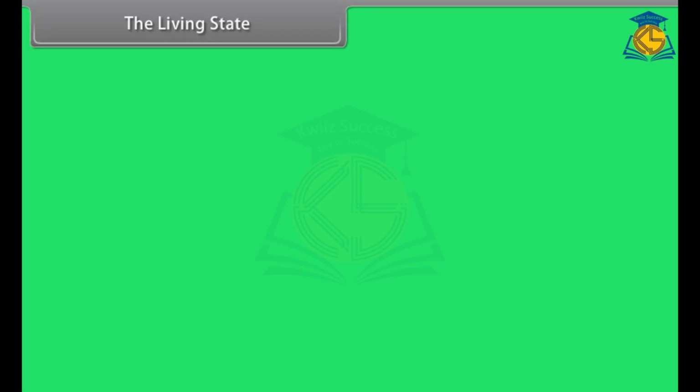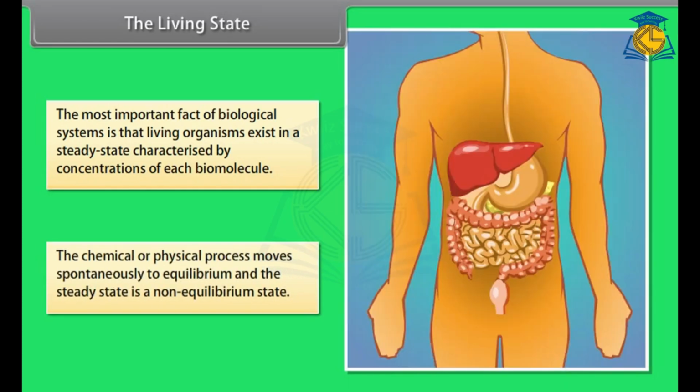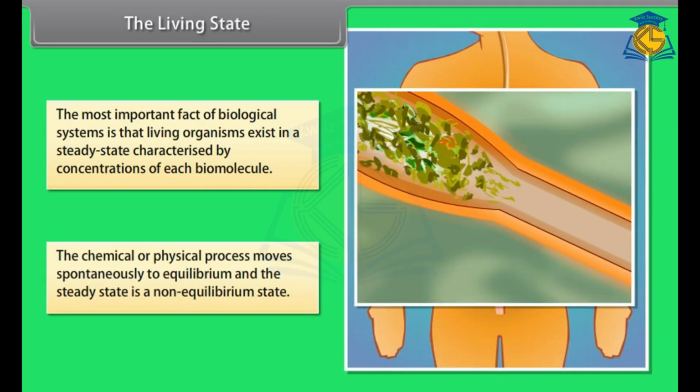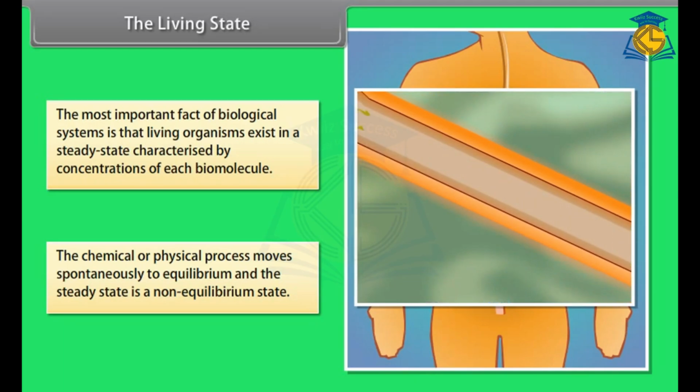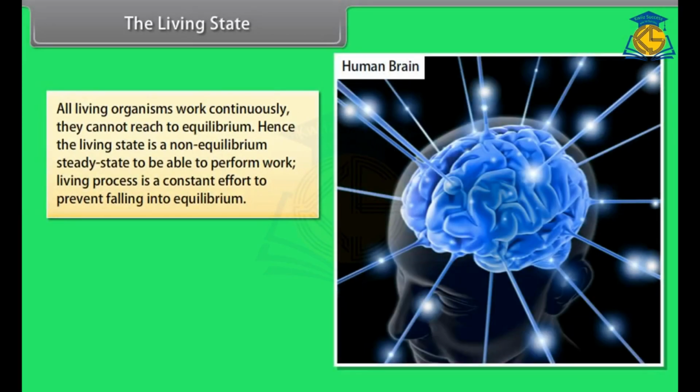The living state. The most important fact of biological systems is that living organisms exist in a steady state characterized by concentrations of each biomolecule. A chemical or physical process moves spontaneously to equilibrium, and the steady state is the non-equilibrium state. All living organisms work continuously. They cannot reach equilibrium, hence the living state is a non-equilibrium steady state to be able to perform work.